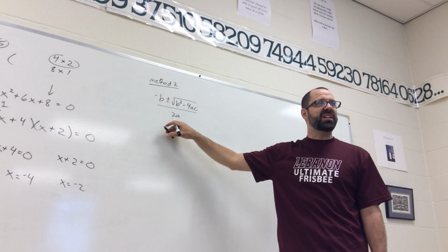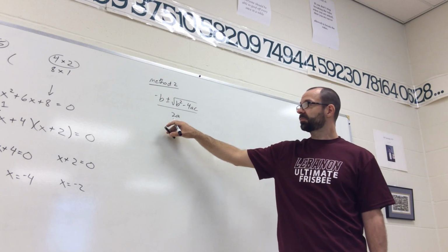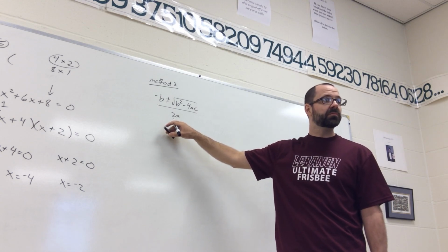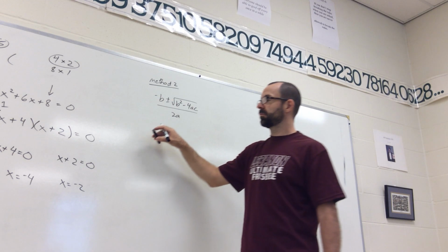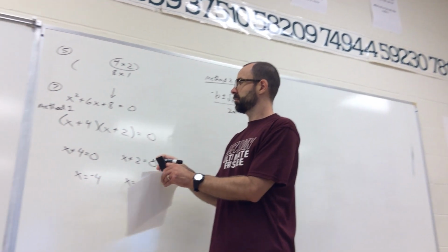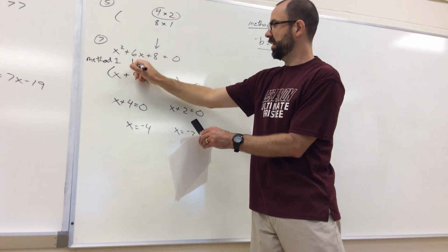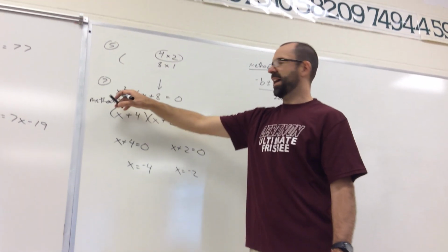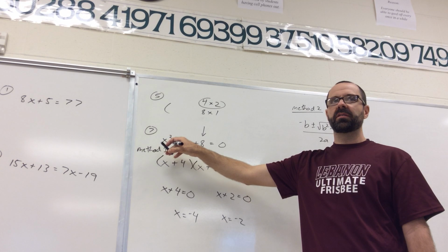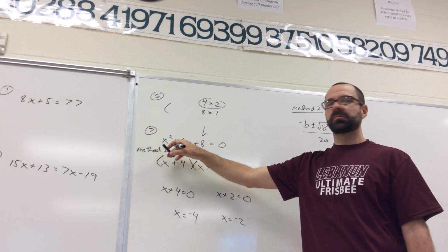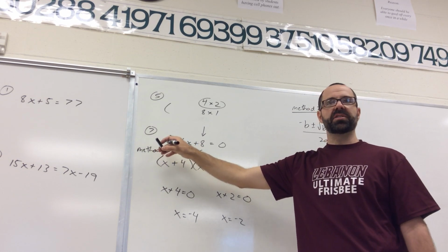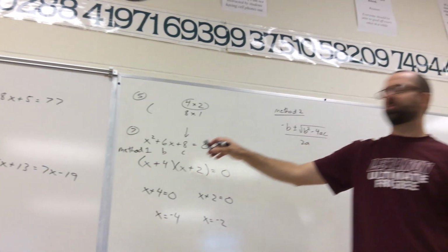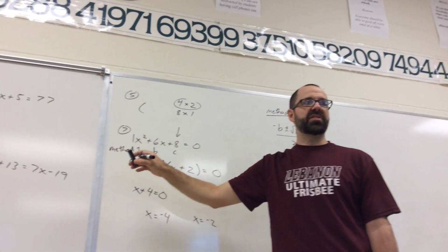How do you know what a, b, and c are? Yes, Charlie? It's the three numbers that are part of the quadratic formula. So x is a, 6 is b, and 8 is c. Good, so this 6 is b, and this 8 is c, and then a is a little bit tricky. A has to be a number. There's not a number there, so what is it? Yes, Rachel? 1. Good, you can stick a 1 in front of there and it doesn't change the problem, right?